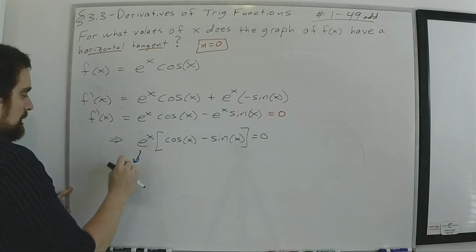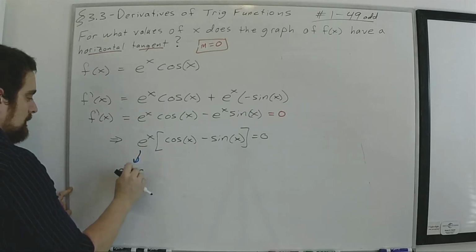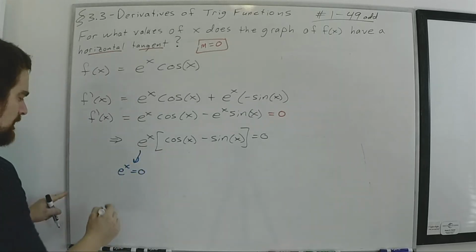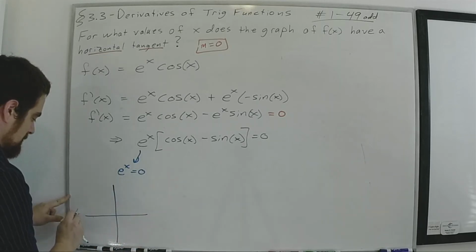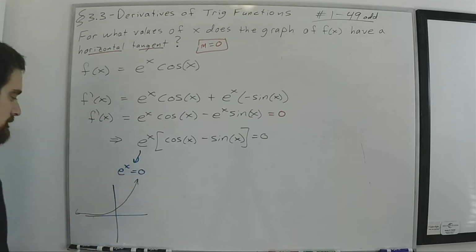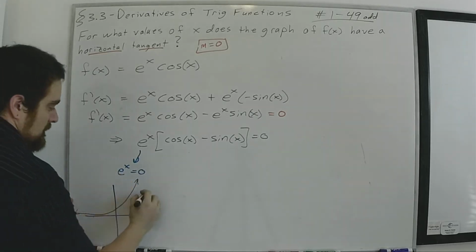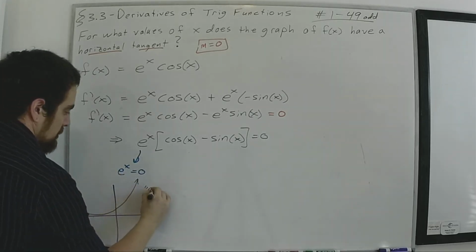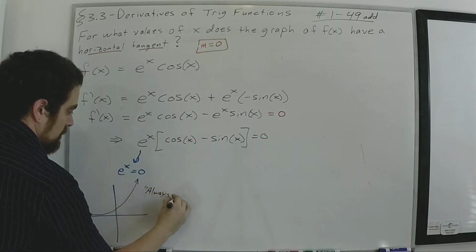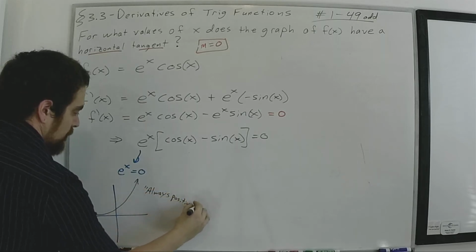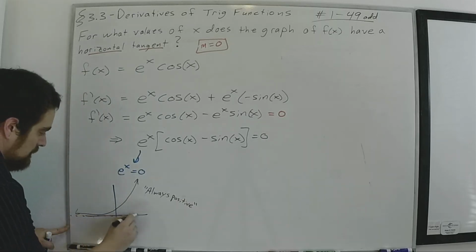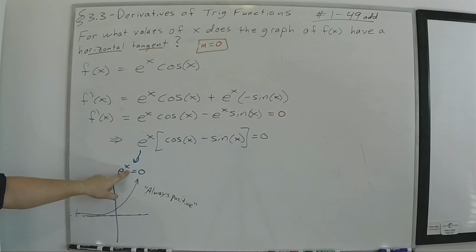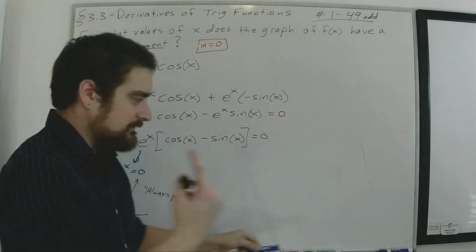So that means I'm multiplying two things together. Either e to the x is 0, which will never happen because here is the graph of y equals e to the x. Right? This function is always positive. And we're not transforming it in any way, shifting it up or down. It has that built-in asymptote. No matter what number you plug in for x, you're never going to get 0 out of this function.